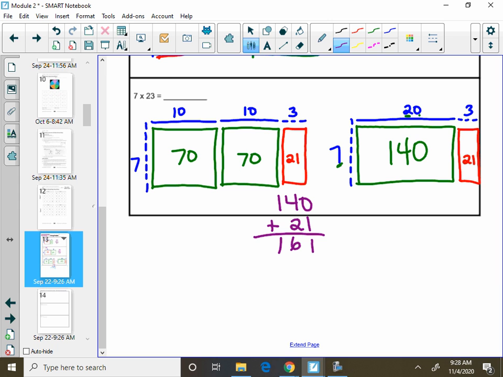So what is 7 times 23? 161. Dude, I didn't know what 7 times 23 was. Could I figure it out? Absolutely. Could we figure it out with an area model? We just did. All right, on to the second page, peeps.